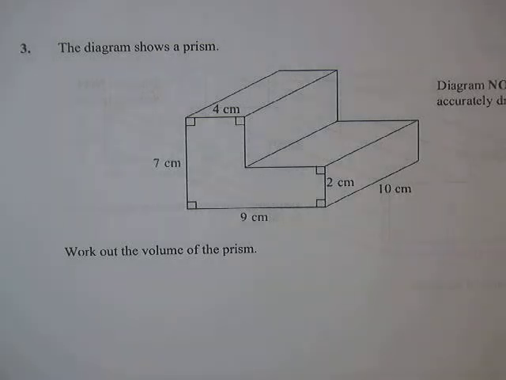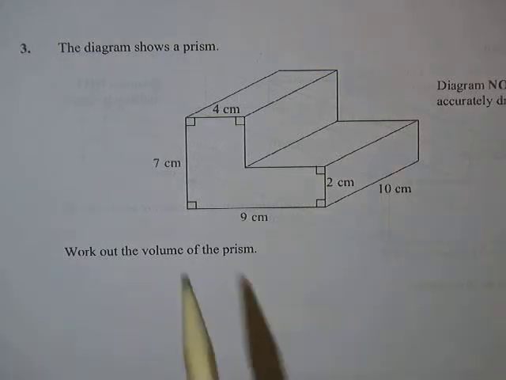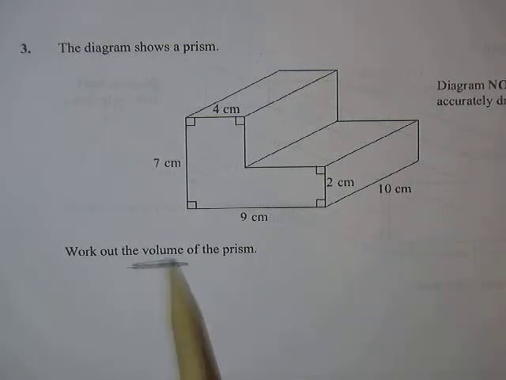Question 3. The diagram shows a prism. Work out the volume of the prism. Again, got to read on, know what it's asking. It's asking for volume. So, what do we know about prisms?